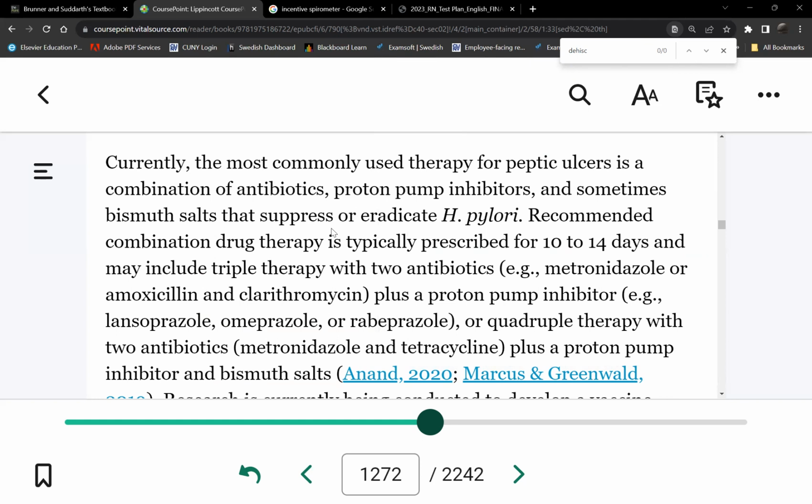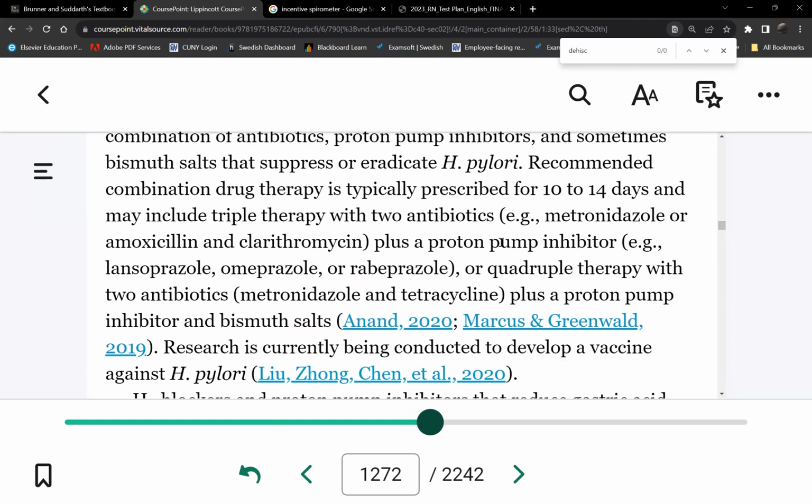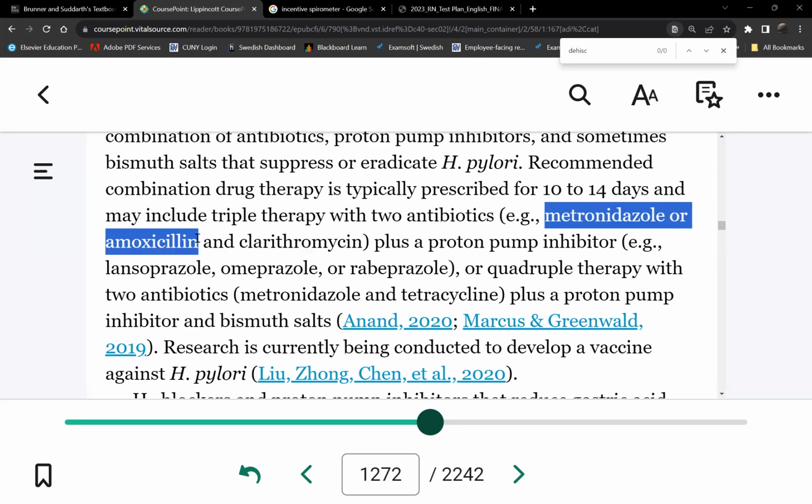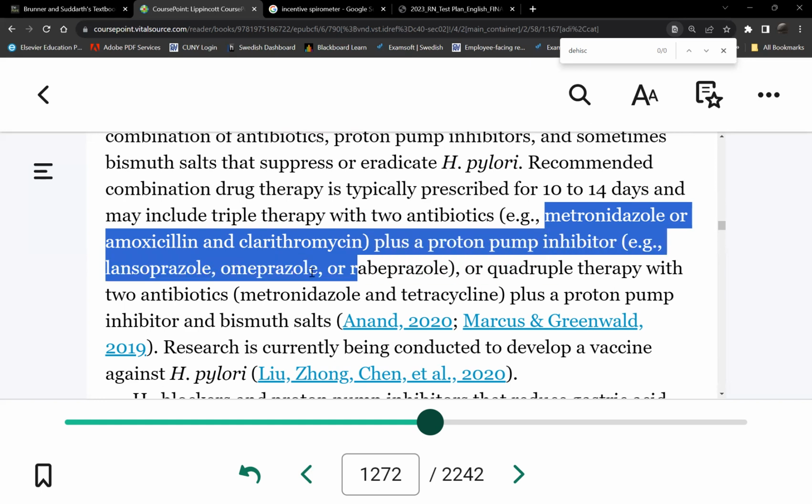The recommended combination is 2 weeks, 10 to 14 days, of triple therapy. Triple means 2 antibiotics and 1 PPI. The combinations are metronidazole, which is Flagyl, and amoxicillin and clarithromycin. So that's one combination: Flagyl or penicillin, and clarithromycin. So that's 2, right? And then the PPI, either lansoprazole, omeprazole, or rabeprazole. All right.